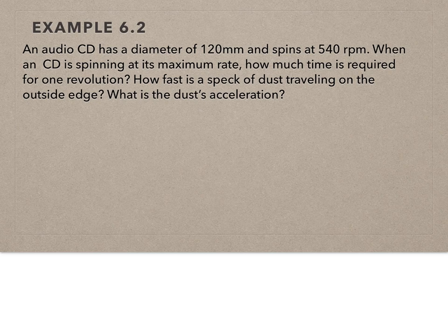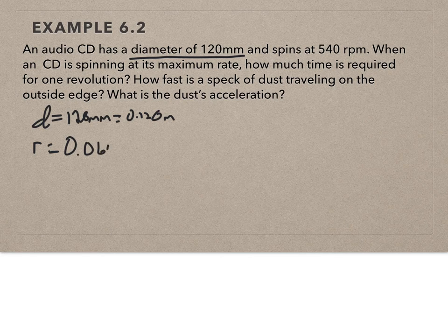So I have a diameter of 120 millimeters. Let's write this down. My D is equal to 120 millimeters. That's the same thing as 0.120 meters. It also means my radius is 1/2 of that. So I'll say my radius is 0.060 meters, because I need meters to do this. I have 540 RPMs, and that's revolutions per minute.